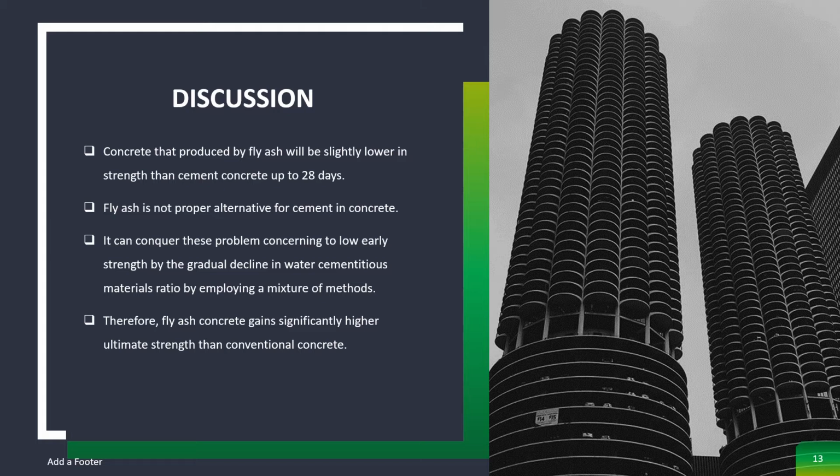It is not accepted in the construction industry because of the slow rate of strength at early stage, but it can conquer this problem concerning low early strength by the gradual decline in water cementitious material ratio by employing a mixture method. Therefore, fly ash concrete gains significantly higher ultimate strength than conventional concrete.